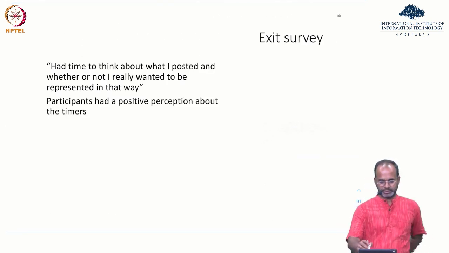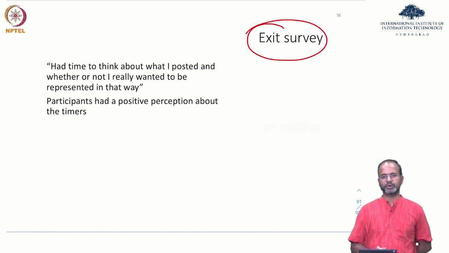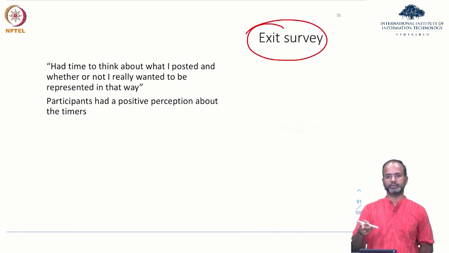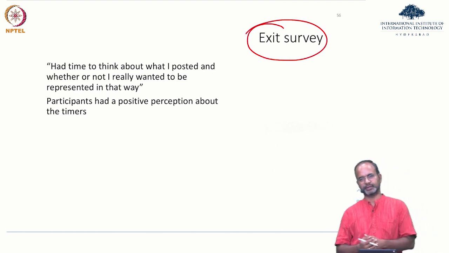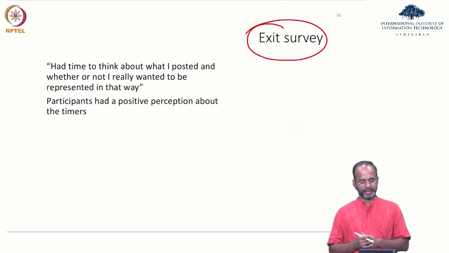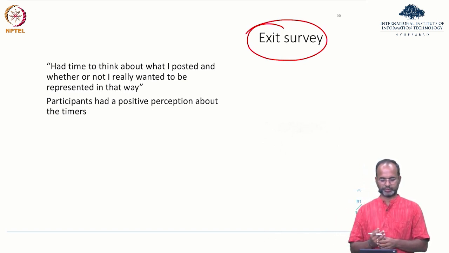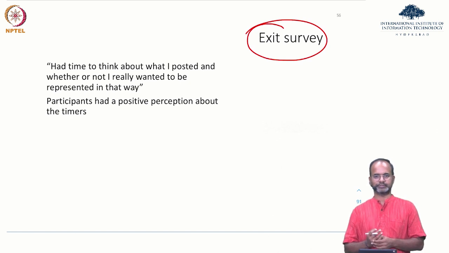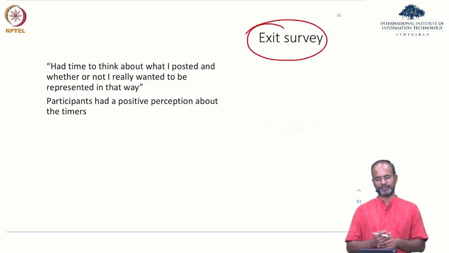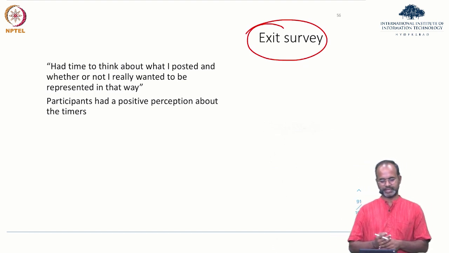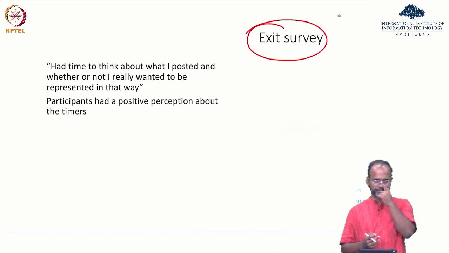Exit surveys are super critical because one important key factor for an exit survey is that you want the users to know what you did in the study. What were you trying to study, and tell them that this is the reason why we collected this information. Add time to think about what I posted and whether or not I really wanted to be represented in that way. Right? So the nudge is kind of nudging the user, saying, do you really want to do this post? Participants had a positive perception about the timers.